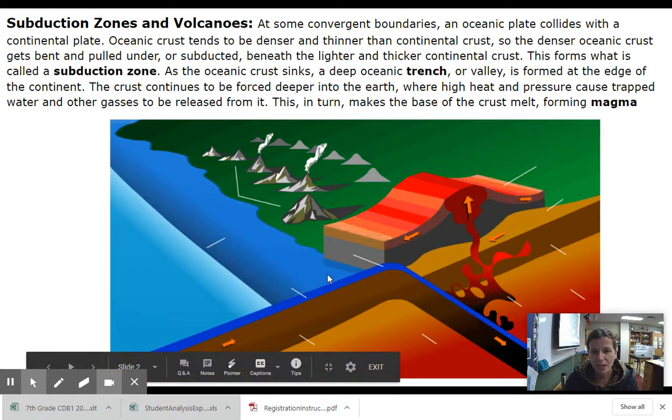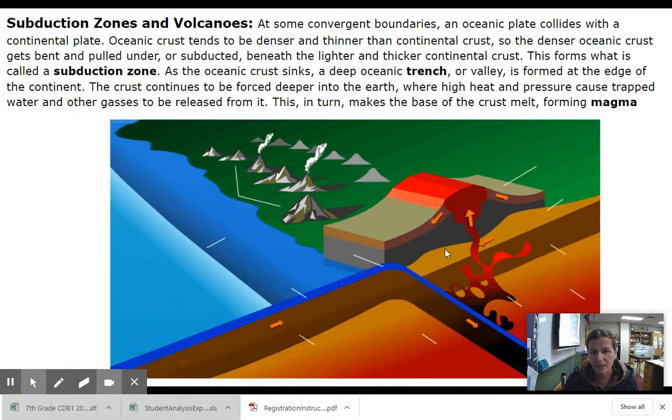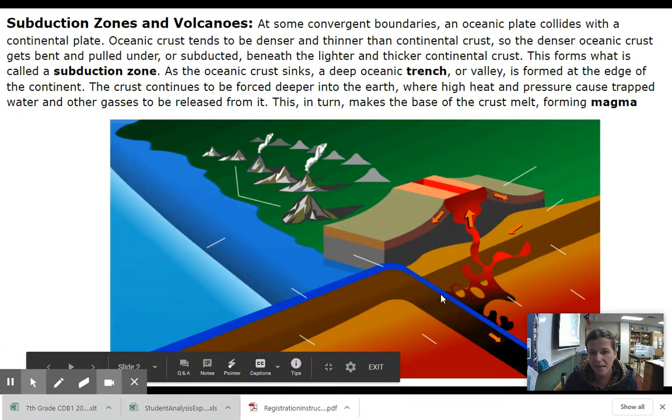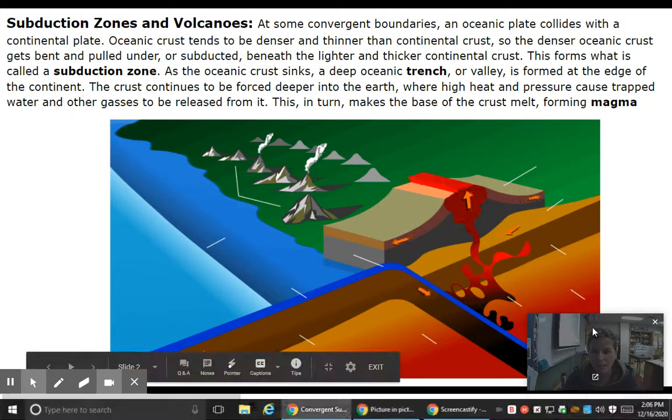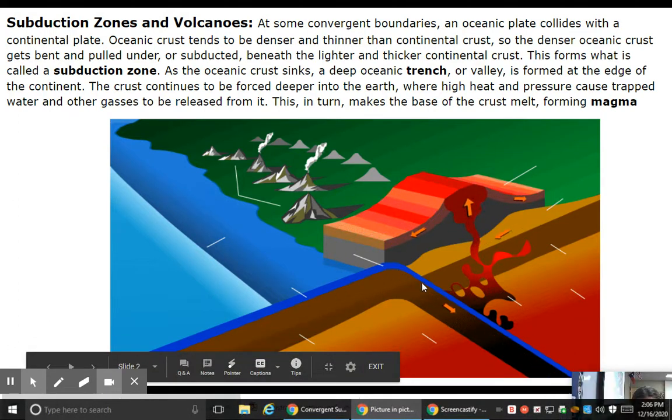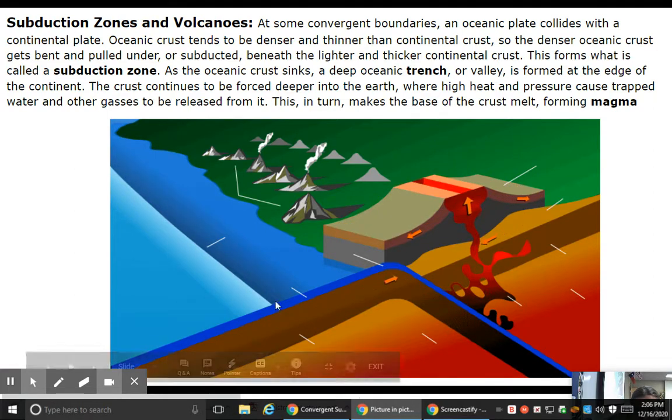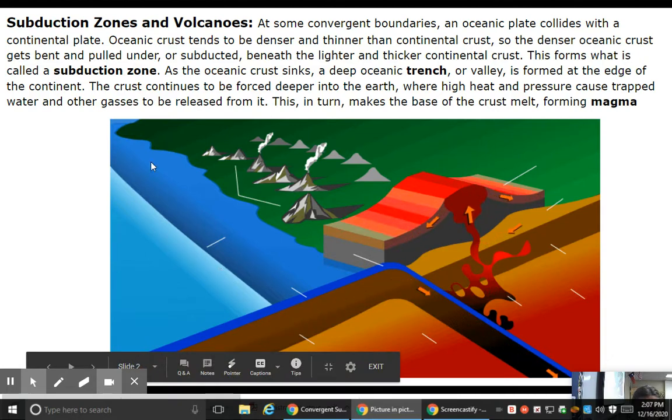So when the oceanic crust collides with the continental crust, it subducts. It's more dense, so it gets bent underneath that continental crust. This forms what is called a subduction zone. As the oceanic crust sinks, a deep ocean trench or valley is formed at the edge of the continent. So here you can see the oceanic plate subducting and melting in the mantle. This forms a trench off of the continent, which is a deep depression in the ocean.